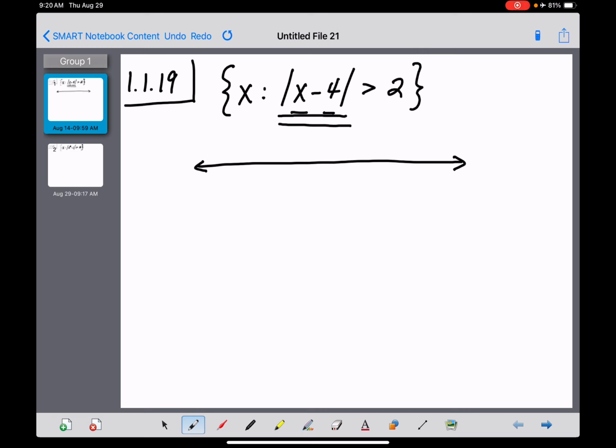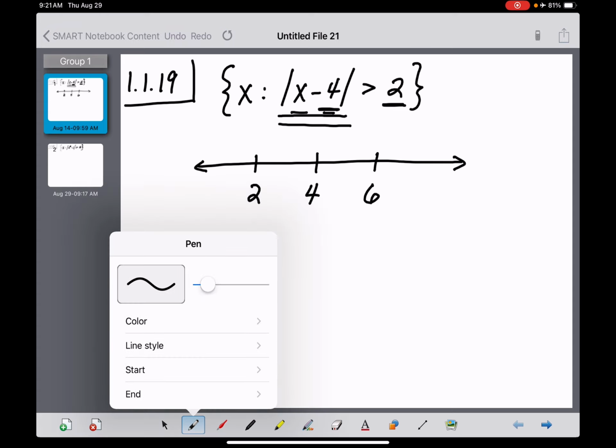If I were approaching this graphically, the number right in the middle of my graph is going to be my h value, if you want to look at it that way, and that's going to be a positive 4. The number that is being subtracted from x is what goes there. Then we let this number, which in this case is 2, represent the distance between this h value and the 2 points on our graph. So if I go 2 units to the left of 4, that gets me to 2, and 2 units to the right of 4 gets me to 6.